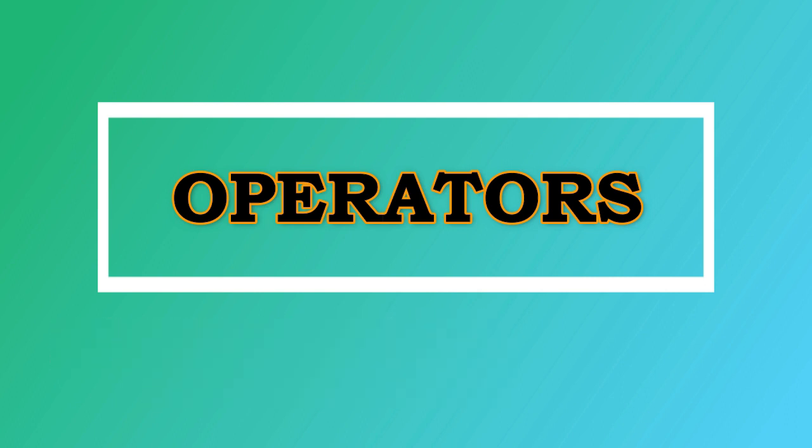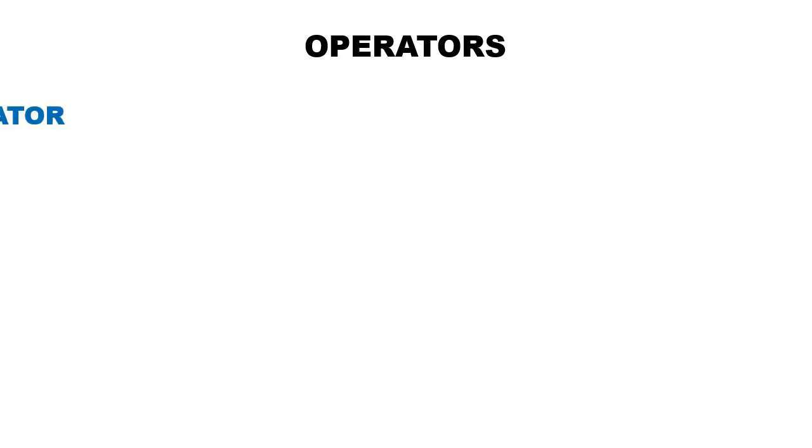Without making further delay, let's get into the topic. What is meant by an operator? An operator is a special symbol which is used to perform some calculations, like mathematical calculations, including arithmetical and logical, and so on. Here are some of the types of operators.